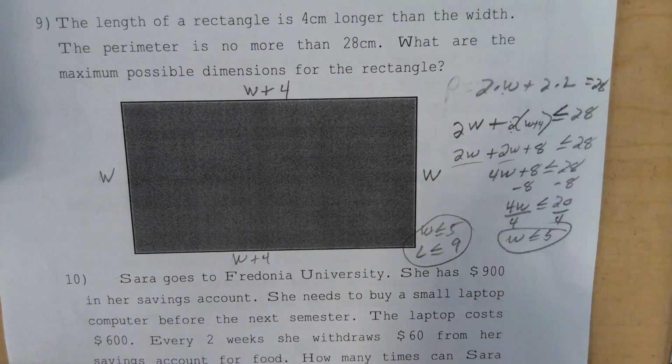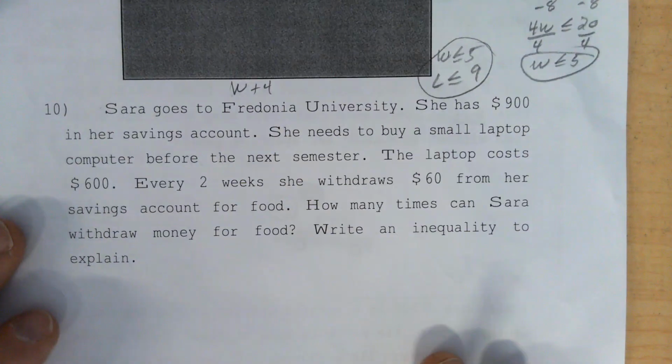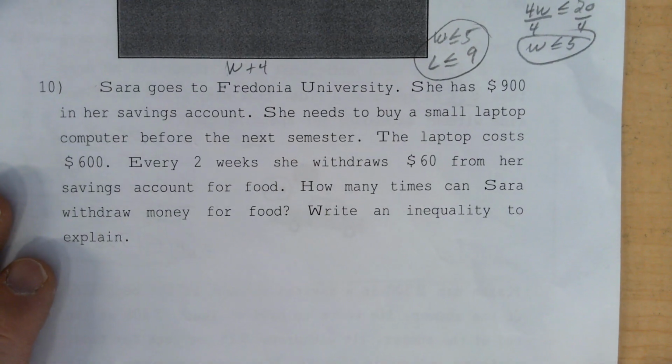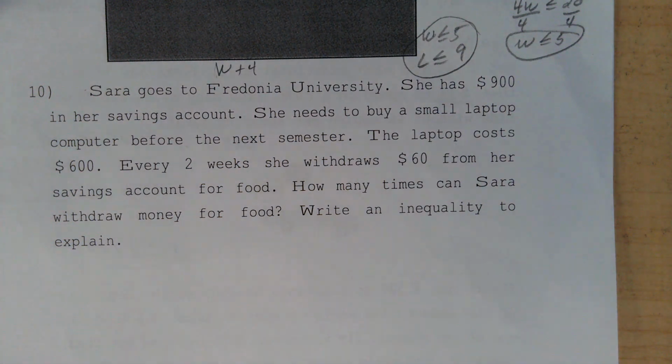All right. Lastly, number 10. Sarah goes to Fredonia University. She has $900 in her savings account. She needs to buy a small laptop computer before next semester. The laptop costs $600. Every 2 weeks, she withdraws $60 from her savings account for food. How many times can Sarah withdraw money for the food in order to still have money for the computer?